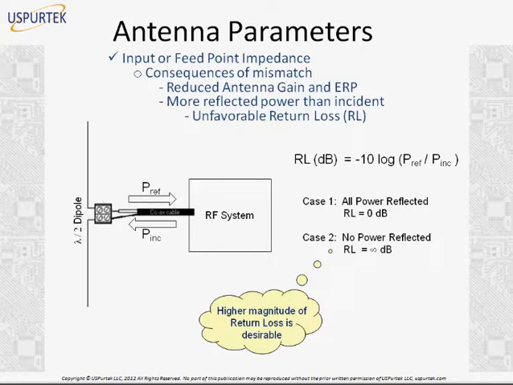And in fact, there is a term describing this. It's called return loss. Now, return loss, mathematically, we take it as 10 times log of the reflected power to incident power. So let's consider one case where all power is reflected because the impedance mismatch is so much that really no power is going into the antenna. All of this is reflected back to the RF system. In that case, RL will be 0 dB. Now, if there is no power reflected, that is another extreme, the ideal case. Then we get infinite. So RL is infinite.